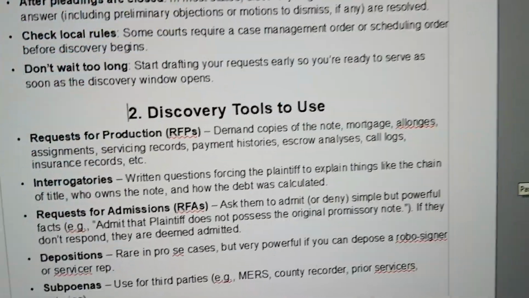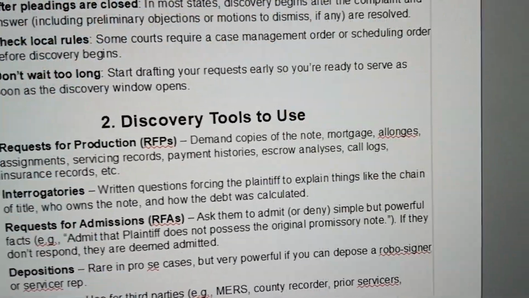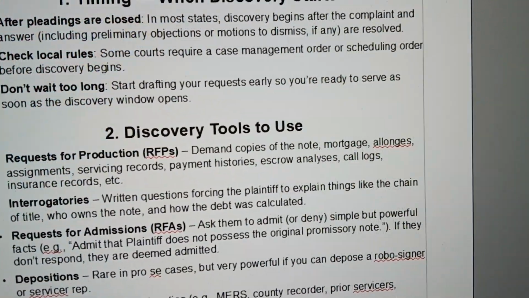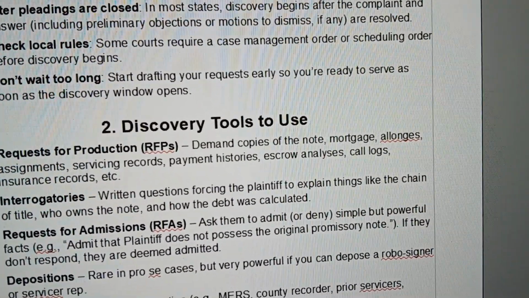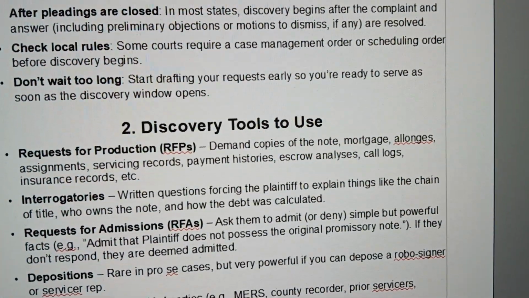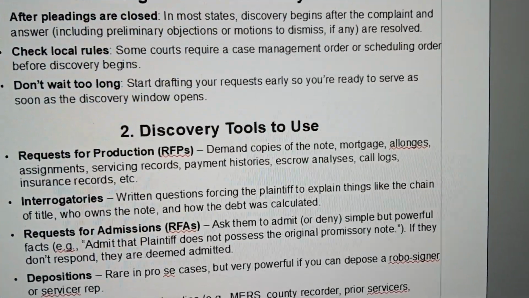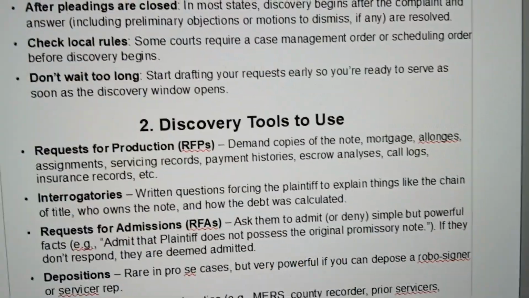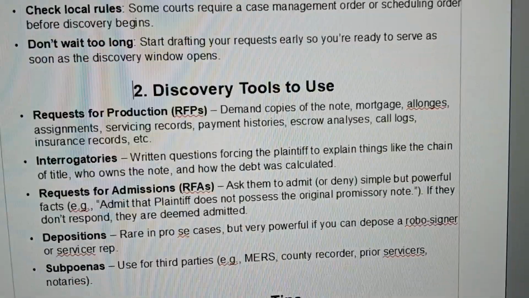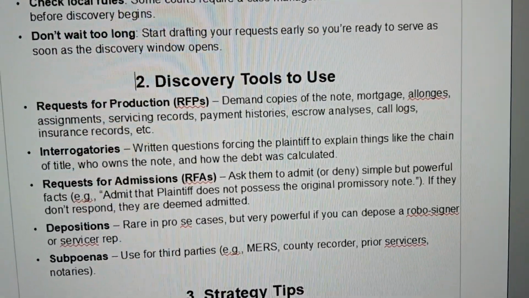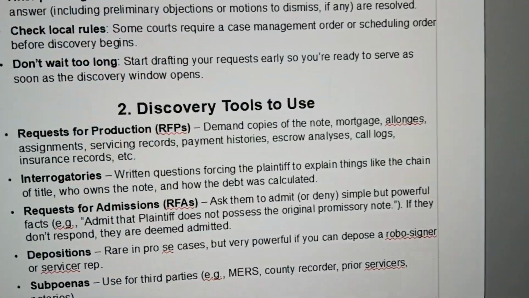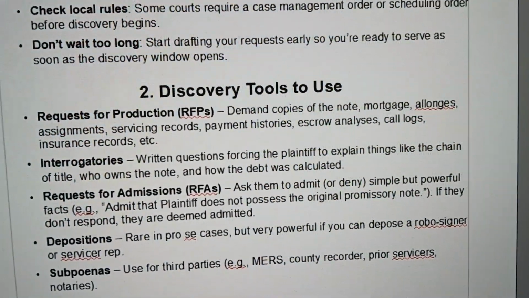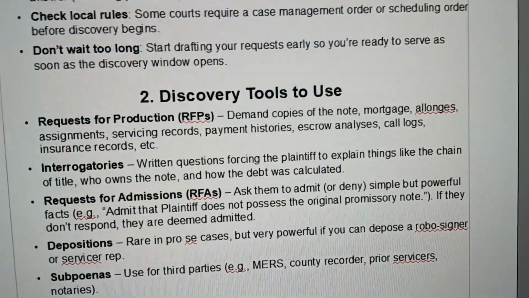Discovery tools to use. Requests for production. Okay, that's where you ask them for what you want. Demand copies of the note, mortgage, allonges, assignments, servicing records, payment histories, escrow analysis, 1099s, call logs, insurance records, etc. This is what you're asking them to give you. Interrogatories are written questions forcing the plaintiff to explain things like the chain of title, who owns the note, and how the debt was calculated.